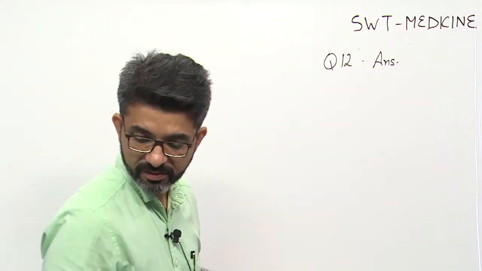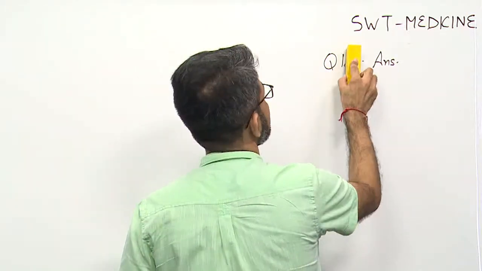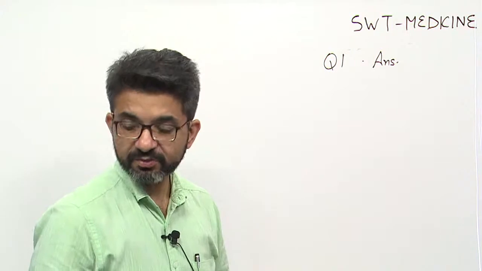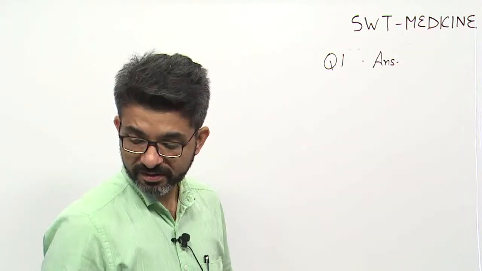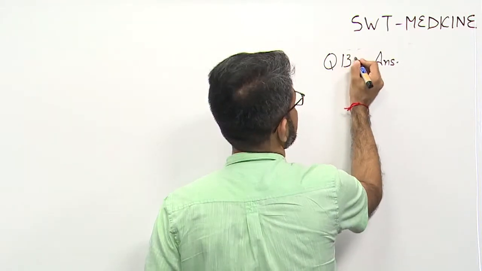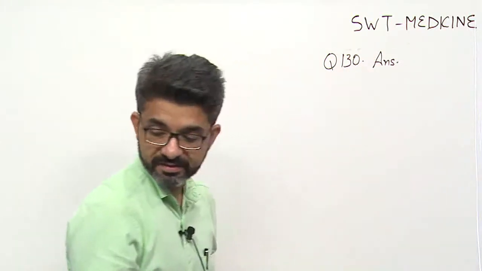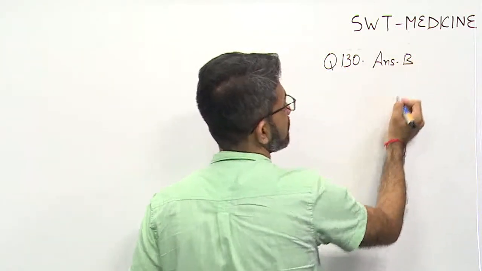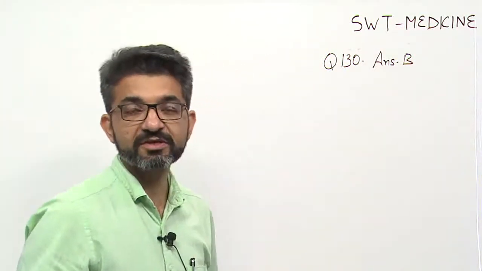Next is question number 130. This is regarding the drugs which are used in the treatment of heart failure. The drug is Arjuna terminalis. The answer is self-explanatory. Answer is B. Arjuna terminalis is used in the treatment of heart failure.